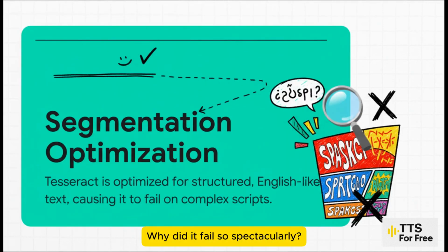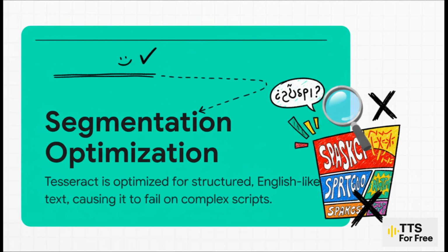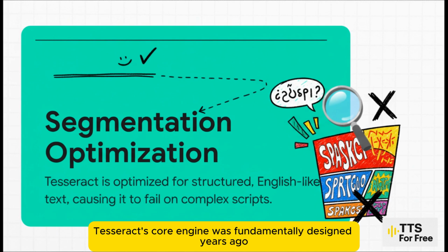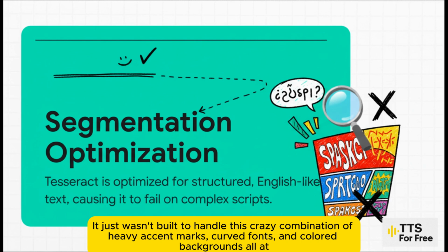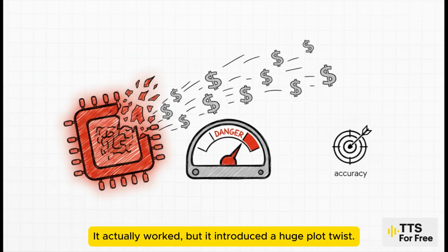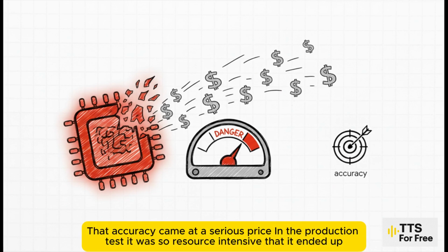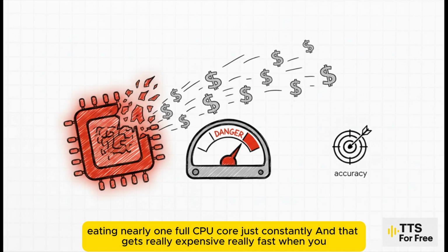So what happened? Why did it fail so spectacularly? Well, it all comes down to something called segmentation optimization. Tesseract's core engine was fundamentally designed years ago for clean, structured, English-like text. It just wasn't built to handle this crazy combination of heavy accent marks, curved fonts, and colored backgrounds all at once. Now, EasyOCR, it handled the Vietnamese text much, much better. It actually worked, but it introduced a huge plot twist. That accuracy came at a serious price. In the production test, it was so resource-intensive that it ended up eating nearly one full CPU core just constantly.